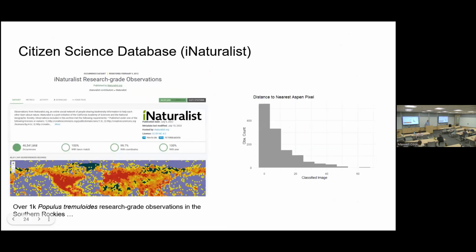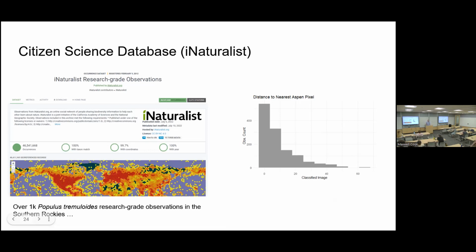So this is an area that we're playing with and working on a little bit more, but there have been some papers coming out about the use of volunteer geographic data to look at species distributions. So we actually just pulled the iNaturalist research grade observations. This is a citizen science observation data set. We pulled out all of the Populus tremuloides, or quaking aspen, cover out of iNaturalist. This actually resulted in over 1,000 points across the Southern Rockies where people have been taking photos of aspen and marking their locations.